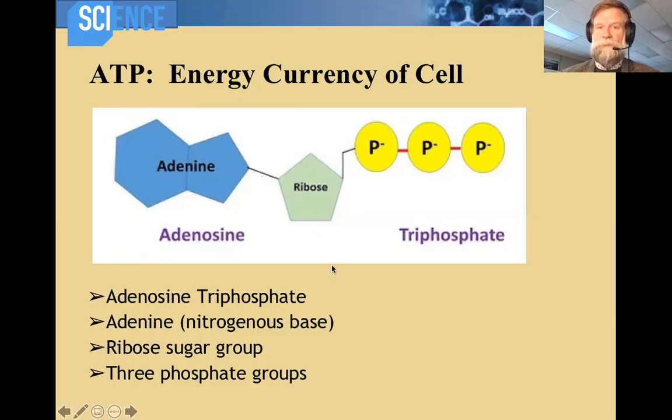So it has the same sugar as what nucleic acid? Ribonucleic acid, RNA. And it has 3 phosphates. And that third phosphate, this is the energy releasing bond right here. So this phosphate gets subtracted and reattached continually.